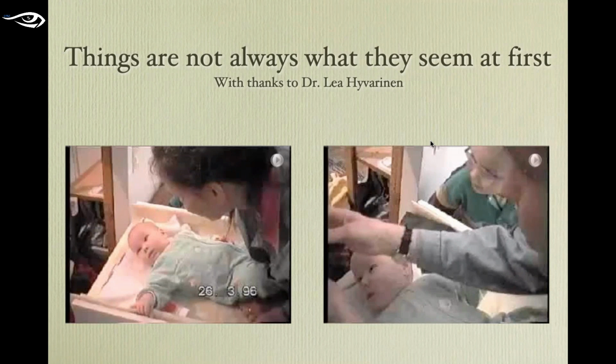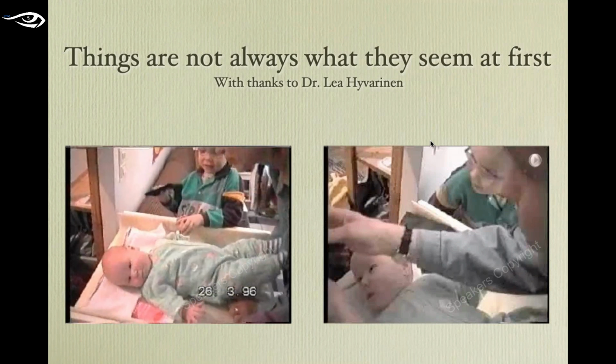The title of the slide is Things Are Not Always What They Seem at First. This child came to Dr. Hyväräinen at 4 or 5 months of age with a question of infantile autism. That was the tentative diagnosis, and they wanted her to do an examination and see if in fact there was anything going on. So watch these very closely.